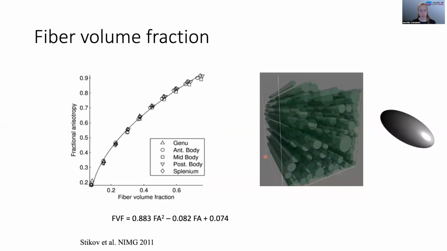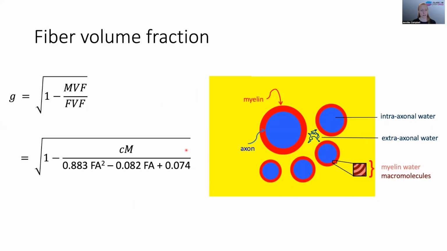So what Nicholas Stikov originally did was he did simulations in straight parallel fibers of the diffusion of water molecules, and he determined that the fractional anisotropy of the diffusion tensor had a quadratic relationship with the fiber volume fraction. So taking that relationship into the G-ratio formulation, here we have it here.